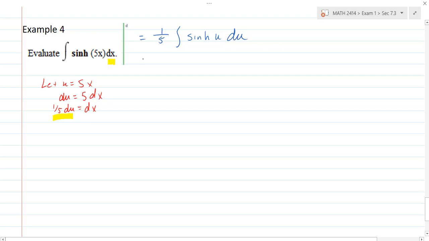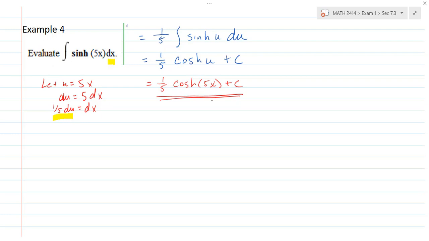And when we integrate hyperbolic sine, that's going to give us hyperbolic cosine. Don't forget the plus c. But I don't want to leave this as my final answer. Why not? Because this answer has a u in it. My original problem had an x in it, so I've got to put the x back in, which means that this is going to be 1/5 hyperbolic cosine 5x plus c. And that's our final answer.